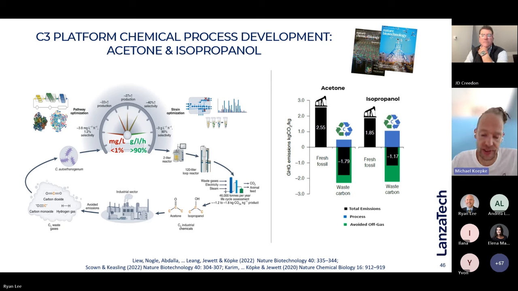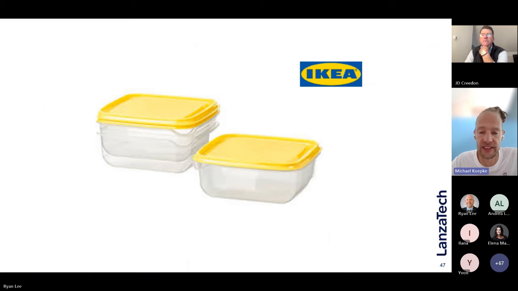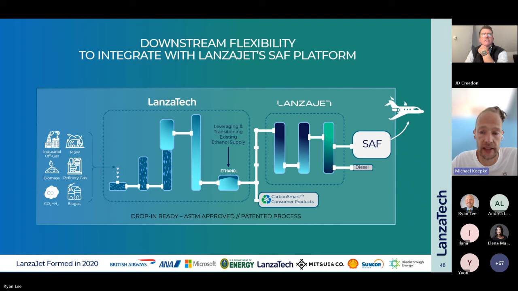If you use it as solvent, it goes back, but if you use it in acrylic glass, for example, it can stay locked in there for quite some time. And in fact, we have now already, IKEA, for example, has those polypropylene containers now. If you go to the next slide, the other thing that we've been looking at and worked on is really upgrading of the ethanol and feeding the ethanol into existing value chains.